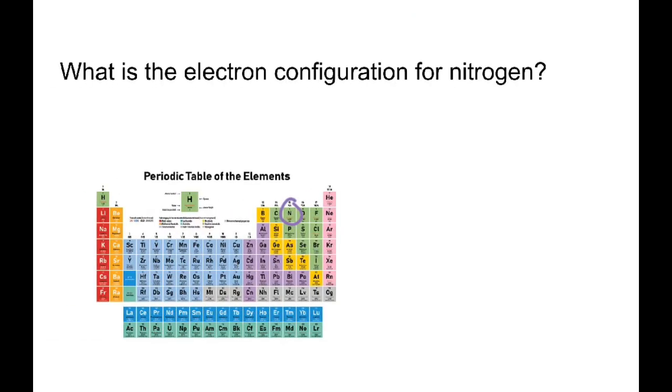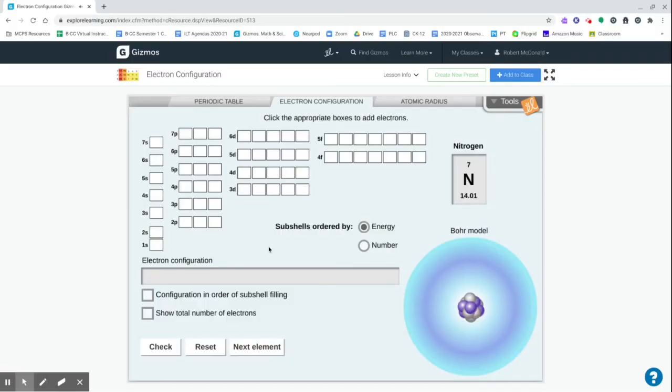Nitrogen has 7 electrons. The first 2 electrons would go in 1s2, just like lithium. The next 2 would go in the 2s orbital, and the final 3 electrons would go in the 2p orbital. So the electron configuration would be 1s2, 2s2, 2p3. Here's the orbital filling diagram for nitrogen. The first 2 electrons go in the 1s orbital, the next 2 electrons go in the 2s orbital, and then the last 3 electrons go in the 2p orbital.